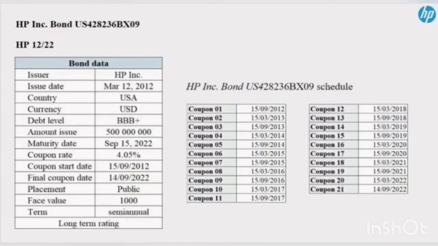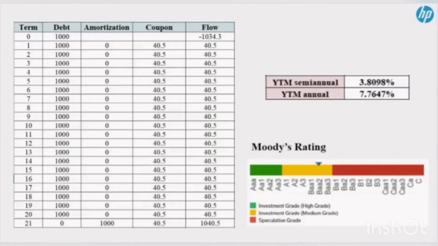In this part, we have the information of the bond, which is a semi-annual bond with a coupon rate of 4.05%, in which the first coupon start date is on September 15, 2012. As you can see, there are 21 coupon payments. Finally, we calculate the yield to maturity semi-annual and annual shown in the table.